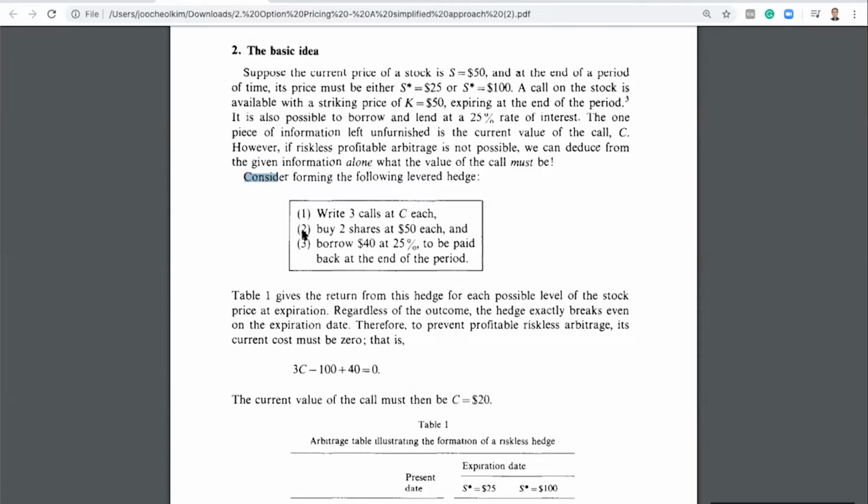And the number 2 is to buy 2 shares at $50 each. So we know that the current price of the stock is 50, and we are going to buy 2 shares of the current stock. And then the third one is borrow $40 from the bank at 25 interest rate and to be paid back at the end of the period.